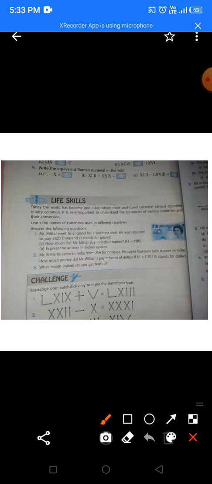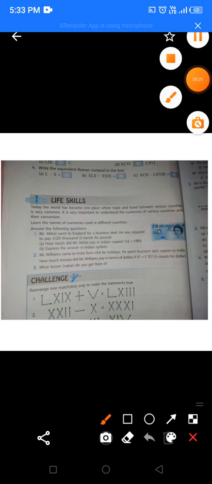Now children, you know that their system is different for numbering and ours is different for counting numbers. Yes or no? So he had paid how much? 120,000 pound. So how much did Mr. Mittal pay in Indian rupees? This I'll explain you and you will solve it on your own.